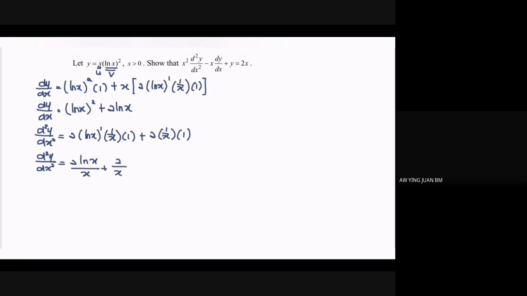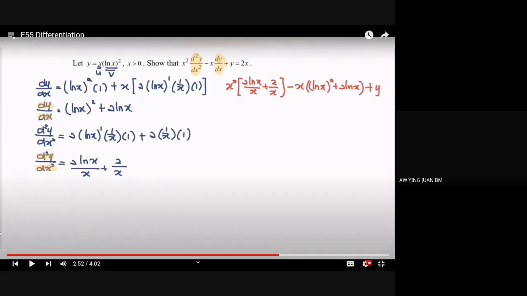Next, I'm going to substitute the first derivative and the second derivative into the expression. So we will have x squared bracket second derivative, so 2 ln x over x plus 2 over x, minus x dy/dx, where we have (ln x) squared plus 2 ln x, plus y. So expand. Okay, so tengok sampai sini saya tak terus tulis 2x. Tidak, sebab saya belum dapat lagi 2x. So apa yang saya perlu buat adalah expand, kemudian saya simplify.